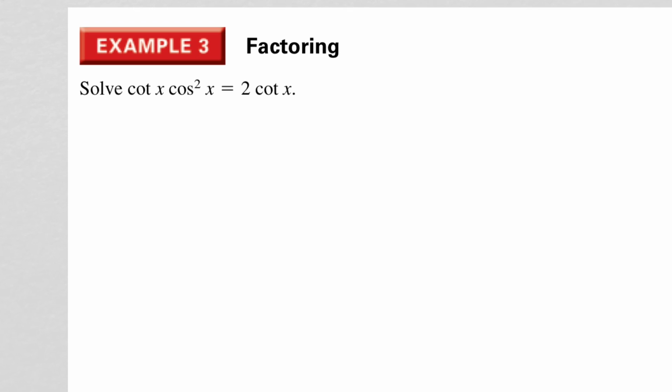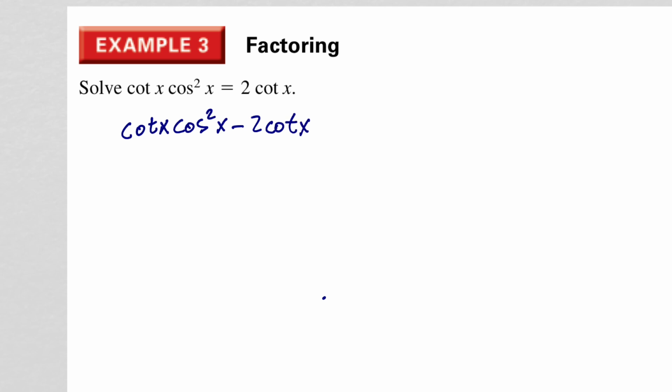All right, let's try another factoring example. Okay, in this case, we have 2 different trig functions. So what we're going to do is try and just move everything to one side of the equation, get it equal to 0. So I'm going to have cotangent x times cosine squared x minus 2 cotangent x. So I'm just subtracting over that 2 cotangent x. So that's equal to 0. All right, now that we have a common factor of cotangent, I can factor that out. And now I have cosine squared x minus 2.